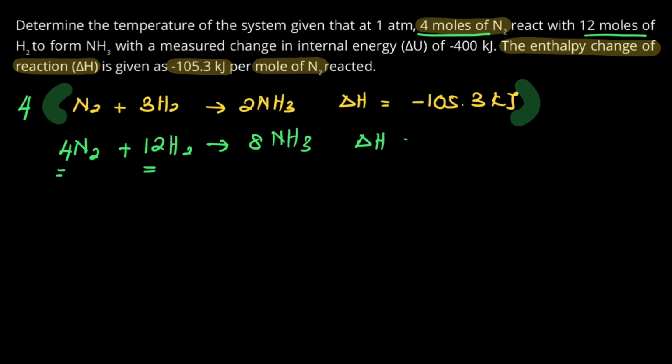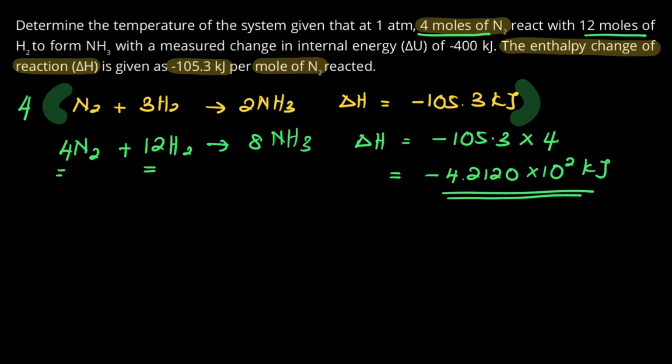So your delta H should be equivalent to negative 105.3 times 4. So you should get negative 4.2120 times 10 to the power of 2 kilojoule. So this is the first step that you need to do.